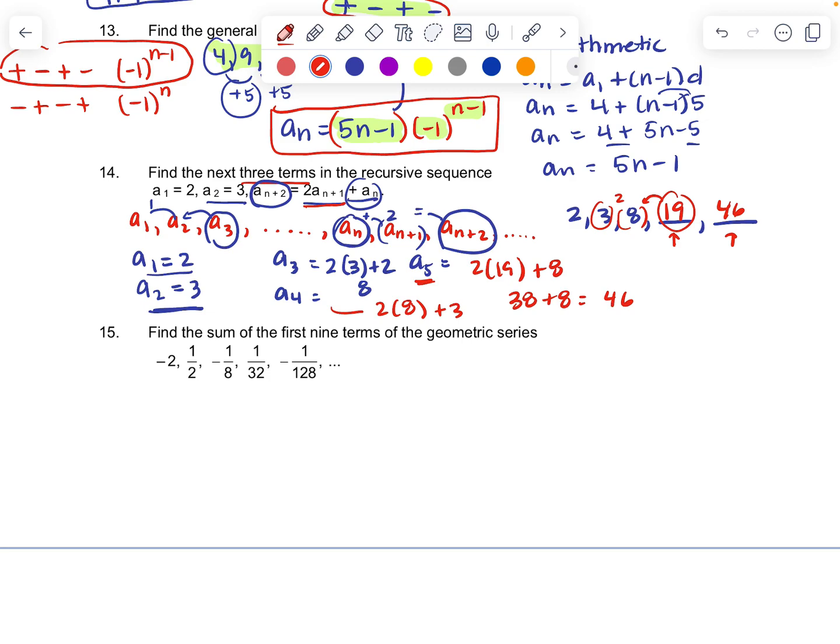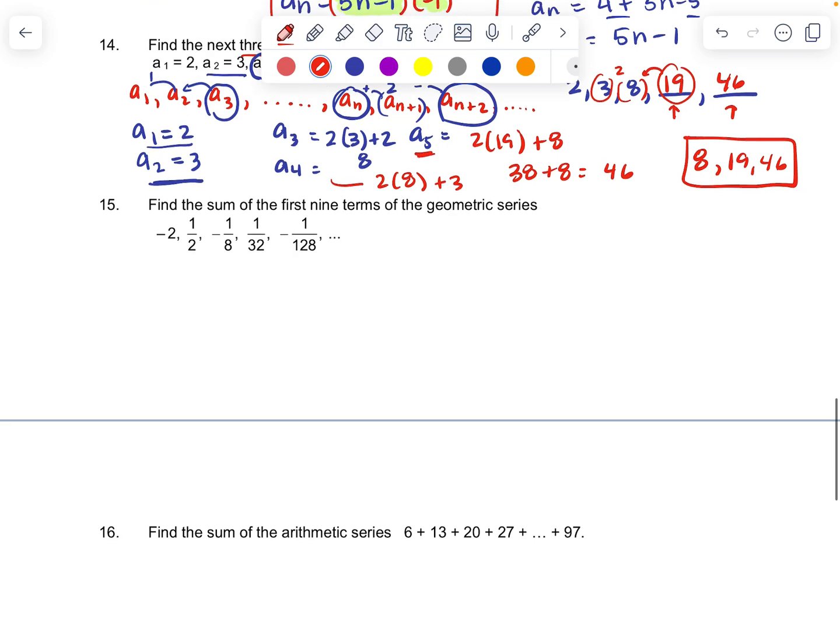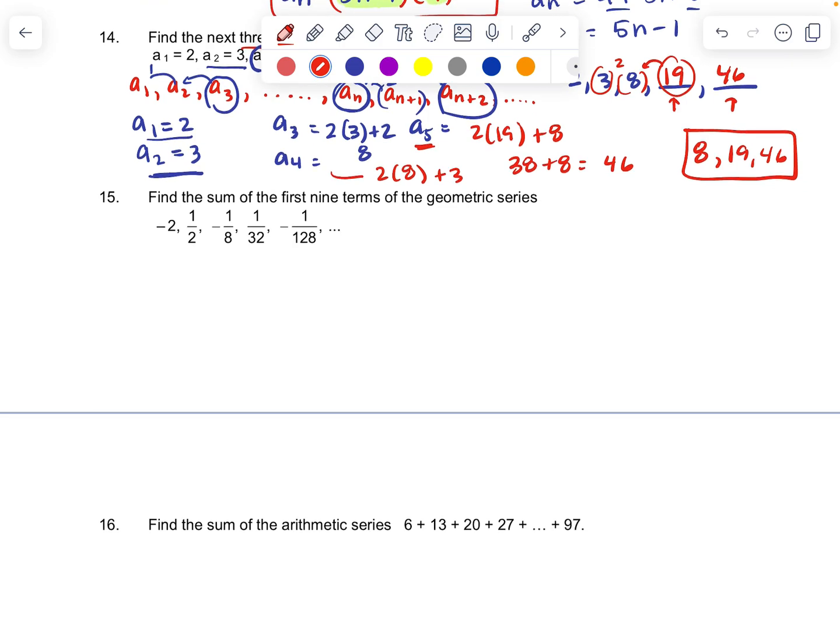Okay, so the next 3 terms, the answer to this would be 8, 19, 46. It's kind of funky. Okay, find the sum of the first 9 terms of the geometric sequence. Okay, so you guys, I think this one's awful, but it's okay. We've got this. Okay, let's look at the keywords again. Geometric, sum, first 9. Okay, so is this finite or infinite? It's definitely finite, right? Because it says just the first 9 terms.